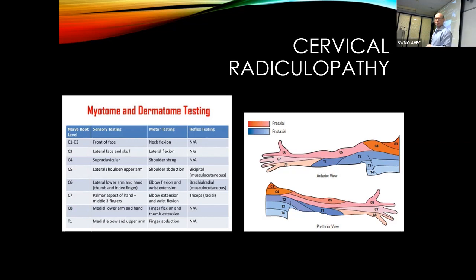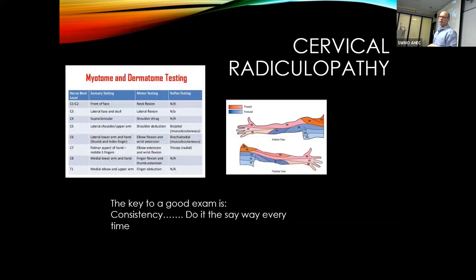Everybody gets C6, C7 myotomes mixed up, right? Is wrist flexion C6 or C7? Does anybody know? Wrist flexion?